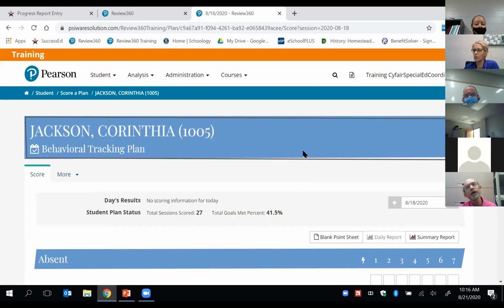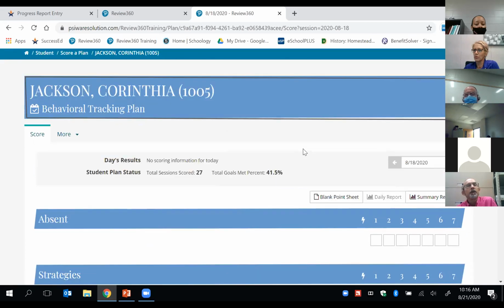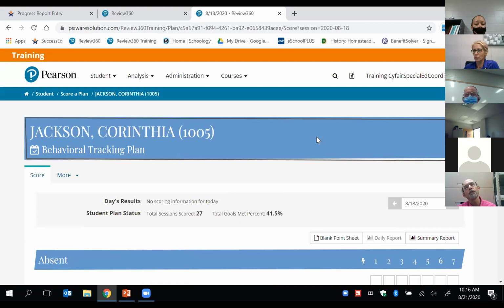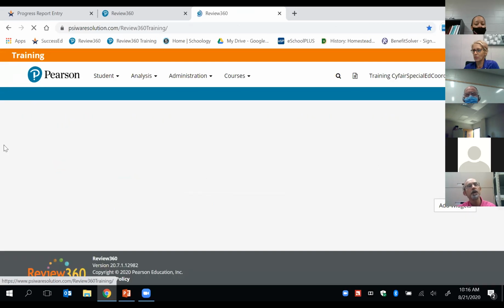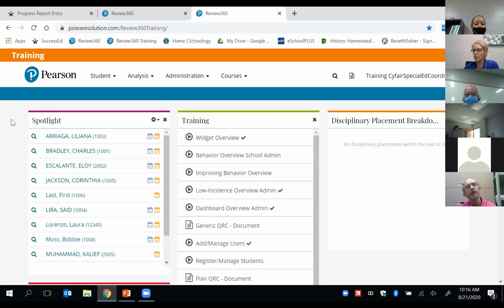All right, so that's pretty much what happens in the blue plan, the behavior plan. Again, it works really well for clearly observable daily classroom behaviors. Now, to go back home to the spotlight box, you can click on the house or the little Pearson icon, and it's going to bring you back to the spotlight box. So now let's take a look at what the academic options look like. So click on the little orange icon.